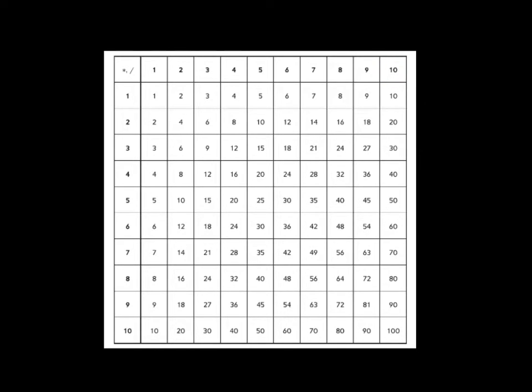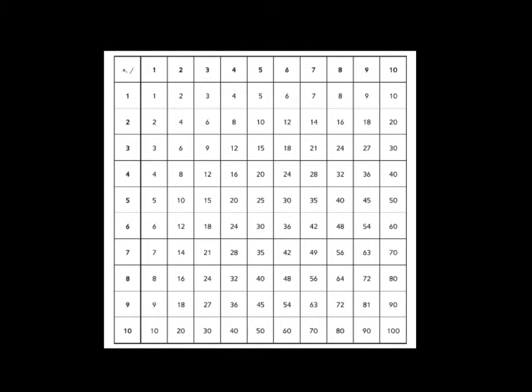So I can look at this chart and I can locate any multiplication fact, like let's say 7 times 4. I follow that down here, and I end up on 28. Okay, so 7 times 4 is 28.